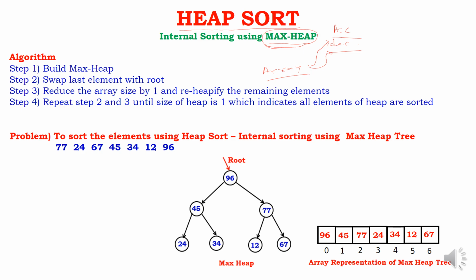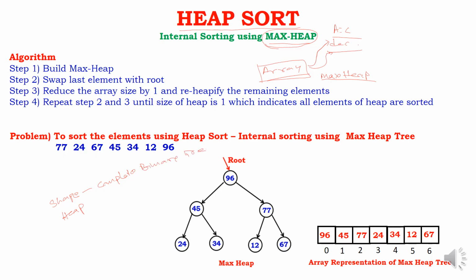First of all, we have to create a max heap with the given array elements. The array elements are converted into a max heap. Whatever unsorted elements we have, we have to build a max heap. After creating a max heap, the largest element is at the root position. The properties of a max heap are the shape property and the heap property. Shape property means it should be a complete binary tree.